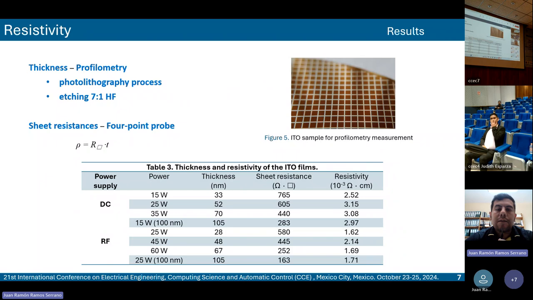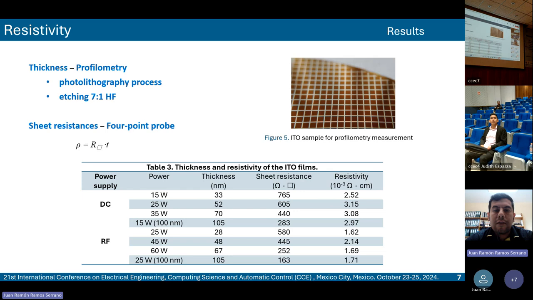To obtain the film thickness by profilometry, square-shaped patterns were defined by a photolithography process using a 7:1 HF solution to etch the ITO films. The resistivity of the films was determined from the sheet resistance obtained by four probe measurements, and the resistivity was obtained by following this relation. Table 3 summarizes the obtained values.